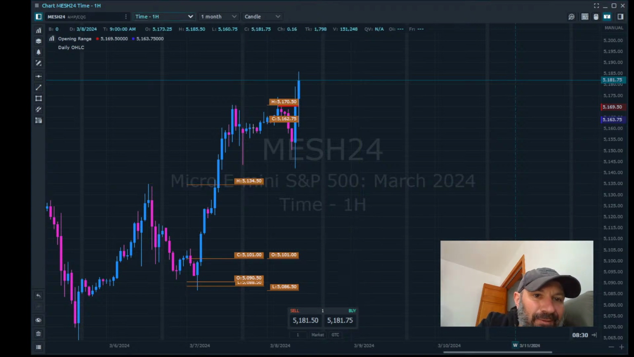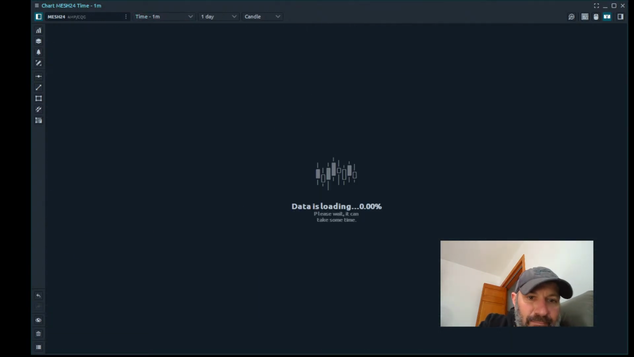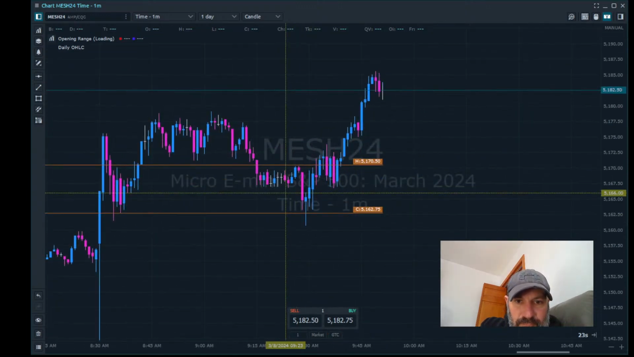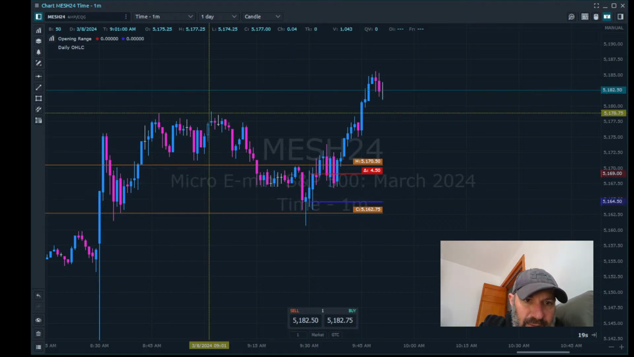So now what we're going to do is drop back down to the 1 minute time frame. So we did sweep the high that was made at 9 o'clock this morning at 51.79. So now I kind of expect us to come back towards the opening range. Are we going to make it there? I say yes, but I've already been wrong once today, so.